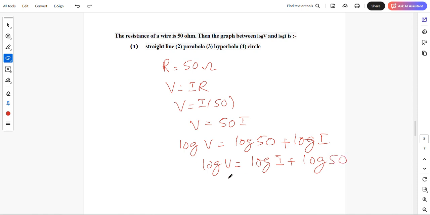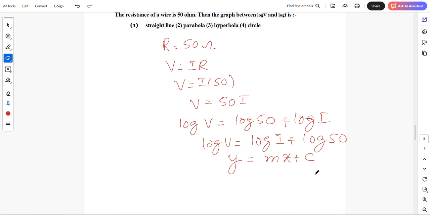The same thing I can write as y is equal to mx plus c, where c is the y intercept. Log of V is equal to log of I plus log of 50, where c is equal to log of 50. And m is how much? m is equal to 1, slope is 1. x is log of I, and y is log of V.